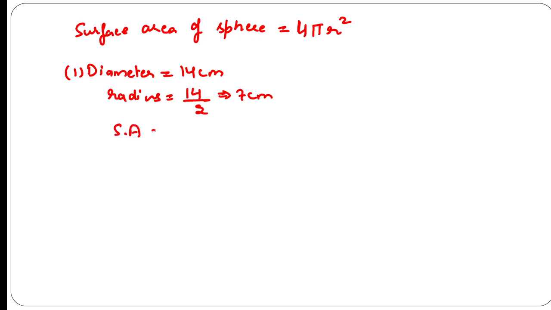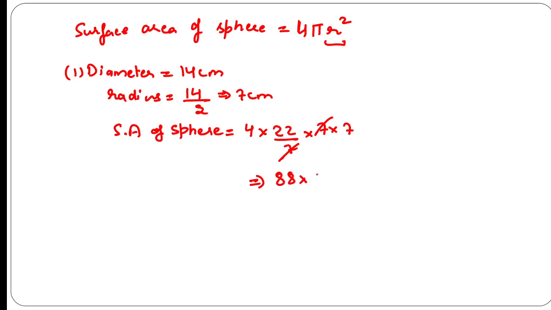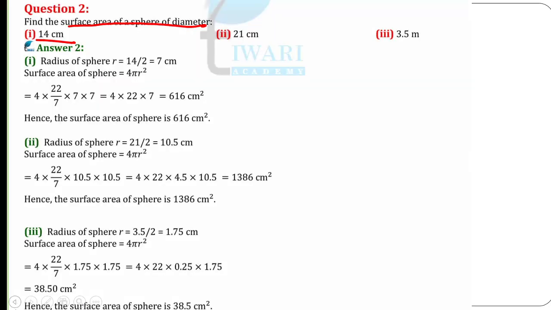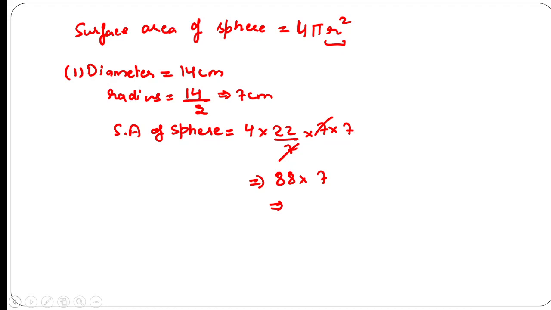And the surface area of the sphere will become 4 pi r square. The value of pi is 22/7. The value of radius is 7 into 7. Radius here has a square, so 7 is multiplied 2 times. So this 7 will cancel and you will obtain 88 into 7. On multiplying you will obtain 616 centimeter square. So the surface area of the sphere will become 616 centimeter square.